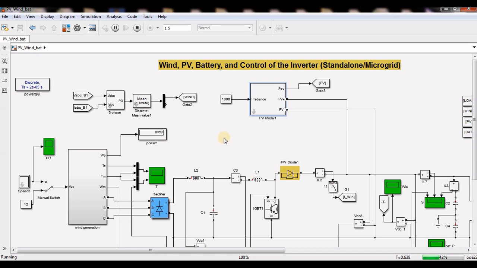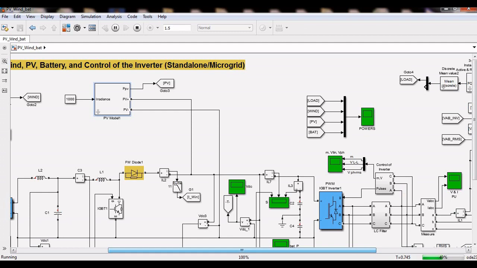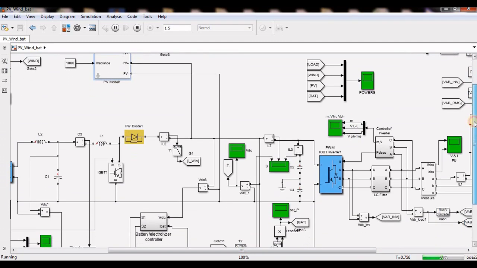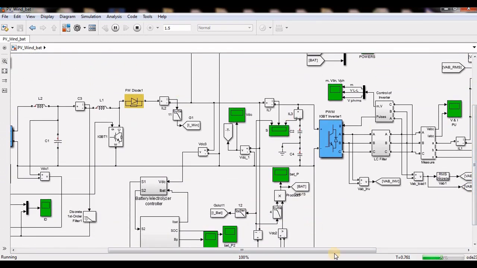Second, some blocks will not be available in the same location of your library, which I took from my library. In that case, you have to replace the same blocks from your library and do some modifications, because I already took some library functions and modified them according to my operating conditions. Those also I will explain in detail: what modifications we have to do, what I did, and everything I will explain.